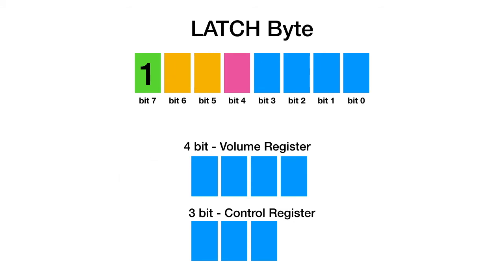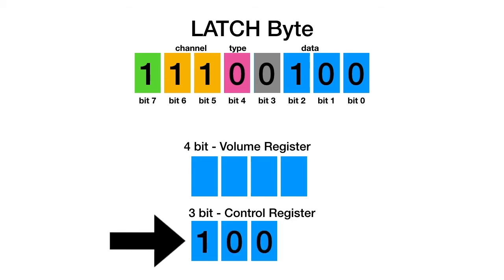Now let's look at writing to the control register. Bit 7 is a 1 for a latch byte. Bits 5 and 6 are the channel bits, so 1, 1 for channel 3. This time, bit 4 will be a 0 to select the control register. There are 4 data bits in the latch byte, but because the control register is only 3 bits, bit 3 will be ignored, and only the last 3 bits are written to the register.